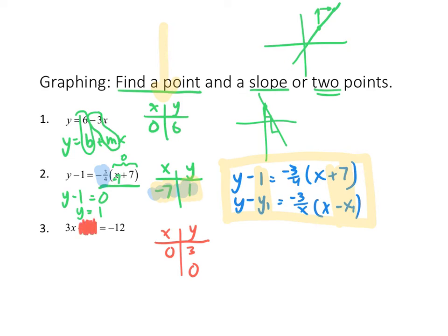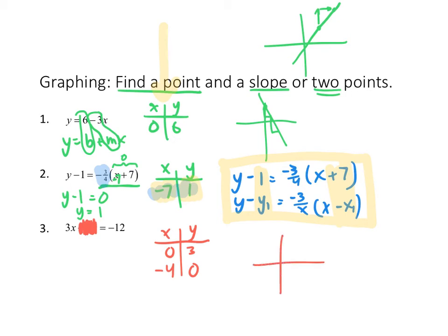Maybe I put my finger over it. I kind of cover it up. Because if I plug in 0 for y, then I have that term go away. And now if I make that term go away, I divide both sides by 3, I get -4 for x. I can kind of do that in my head.